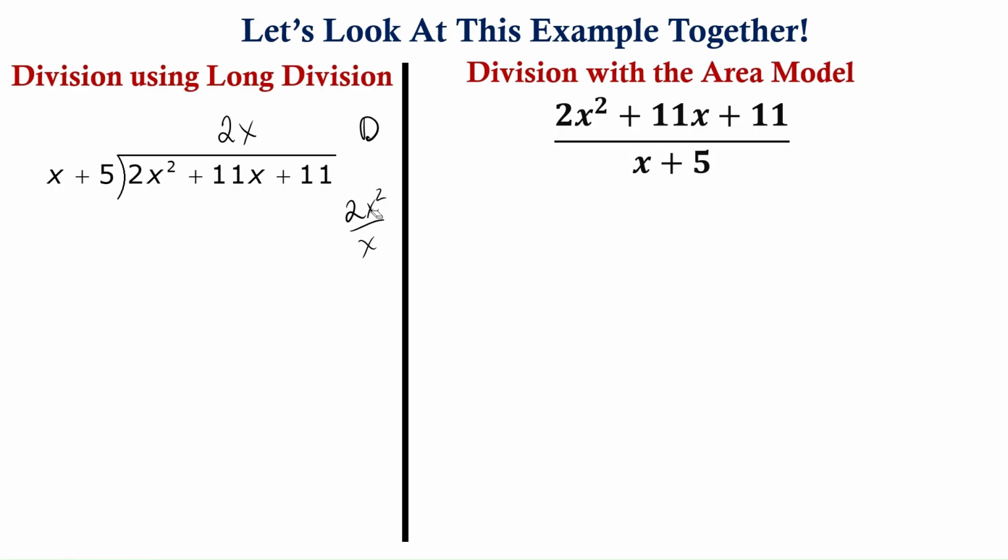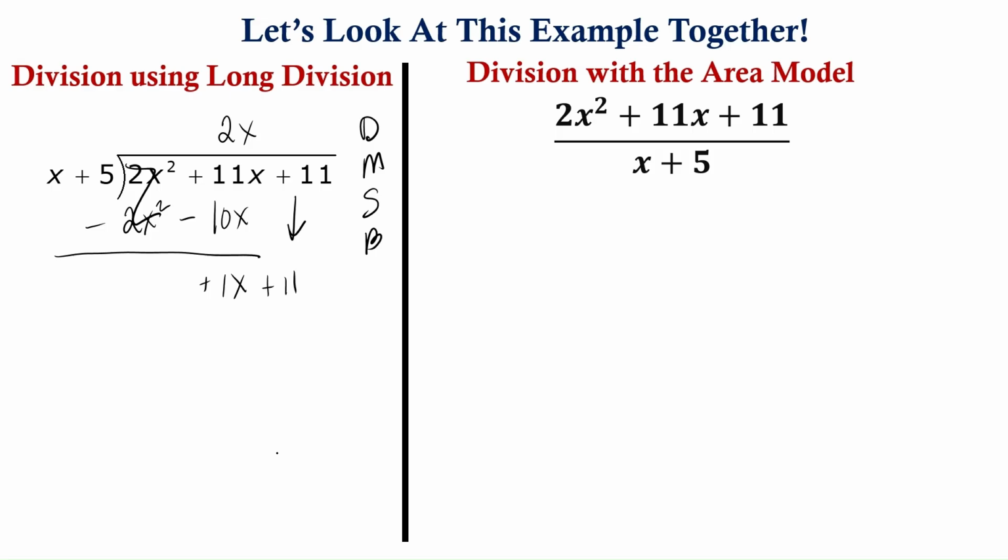Now, we're going to multiply. I'm going to do 2x times x, which gives me 2x squared. 2x times 5, which gives me 10x. We're going to subtract, minus minus. That zeroes out. That gives me positive 1x. We're going to bring down the 11. That's plus 11. Now, we're only looking at the first term on both polynomials. So we're going to divide. X divided by x is 1. So 1 times x is x. 1 times 5 is 5. Now, we're going to subtract.